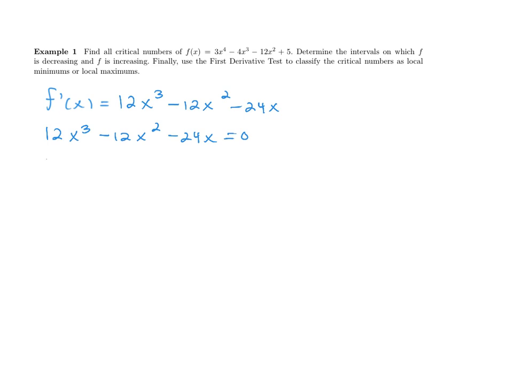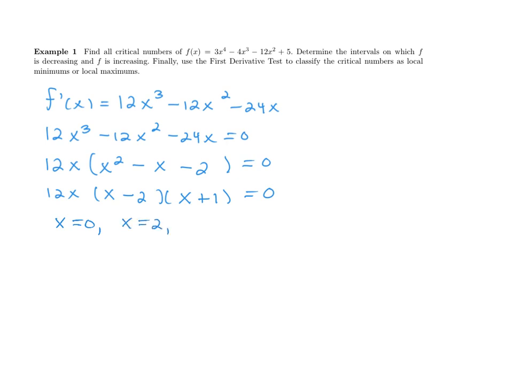To solve this, I'm going to factor out a 12x. What's left over is x squared minus x minus 2. Furthermore, I can factor x squared minus x minus 2 as x minus 2 and x plus 1. There are 3 critical numbers for this function, where each of these factors is 0: x equals 0, x equals negative 1, and x equals 2. So these are all critical numbers.